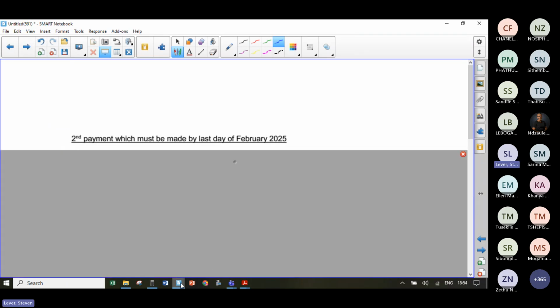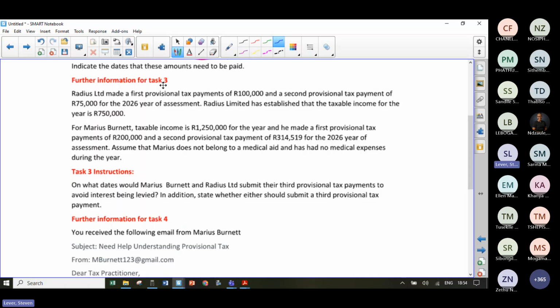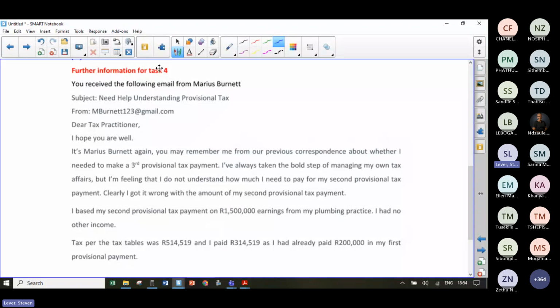Okay. Let's carry on for topic. That's what's going to happen if they ask you to do a third payment. What haven't I paid yet? It says further information for task 4.